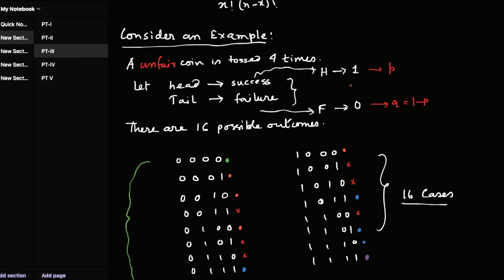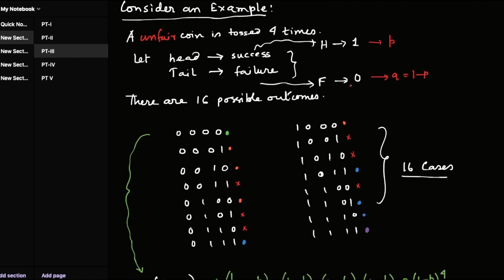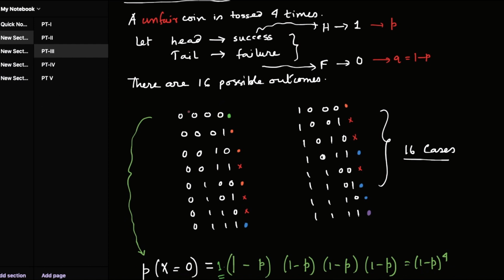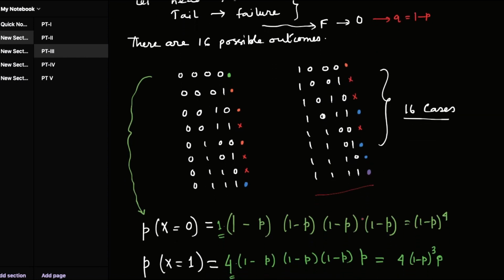If you toss 4 times, what will be the possible sample space? The sample space would be 16, 2 to the power 4, because it is binary. That means I am thinking of a 4-digit binary number, what will be the possible outcomes? 0, 0, 0, 0, that means all 4 are tails. Tail, tail, tail, head, tail, tail, head, tail, tail, tail, head, head, tail, head, tail, tail. And in this way, we can enumerate all these 16 outcomes. And now my question is, what is the probability of getting 0 success?